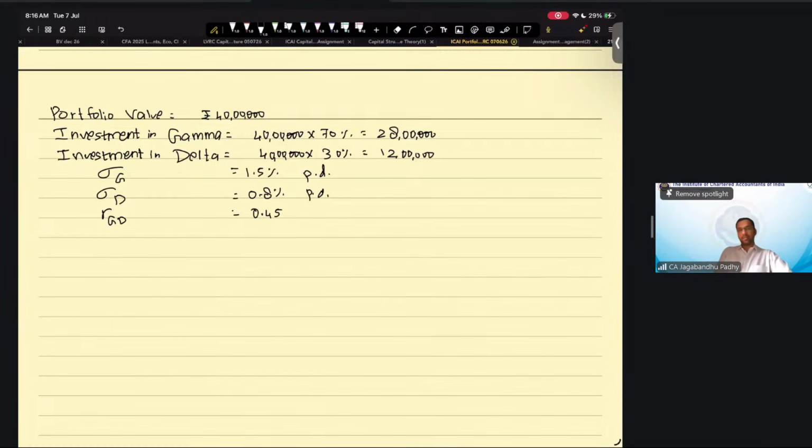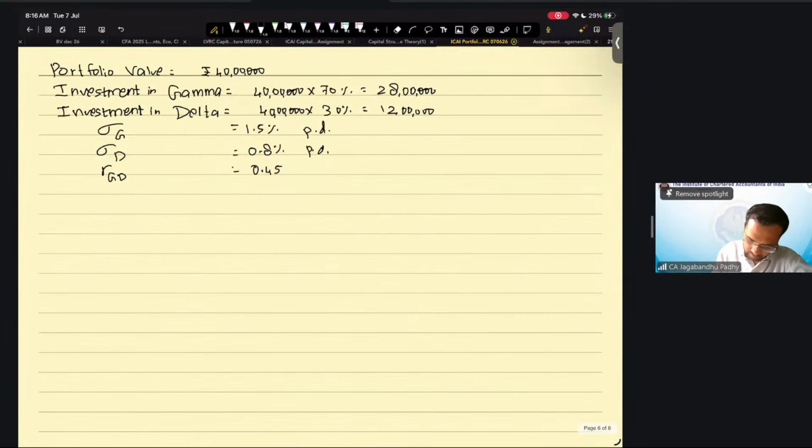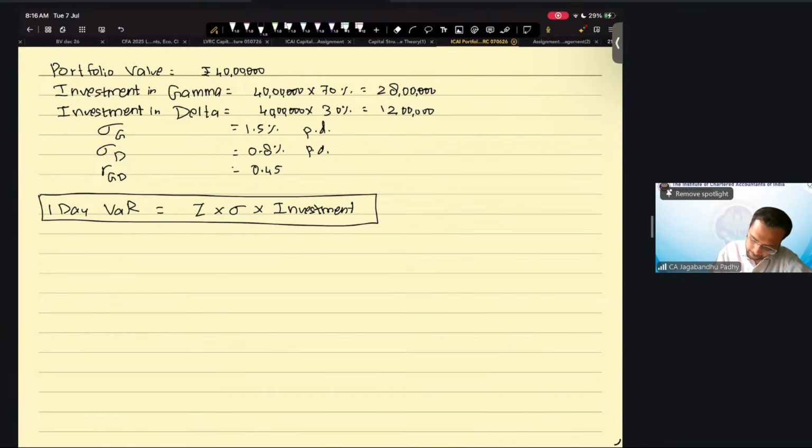Now let us say first one, 1 day VaR of individual stock, or value at risk. The formula is Z value into standard deviation into investment value. Okay, so this is our formula. Of course, this standard deviation is also per day.